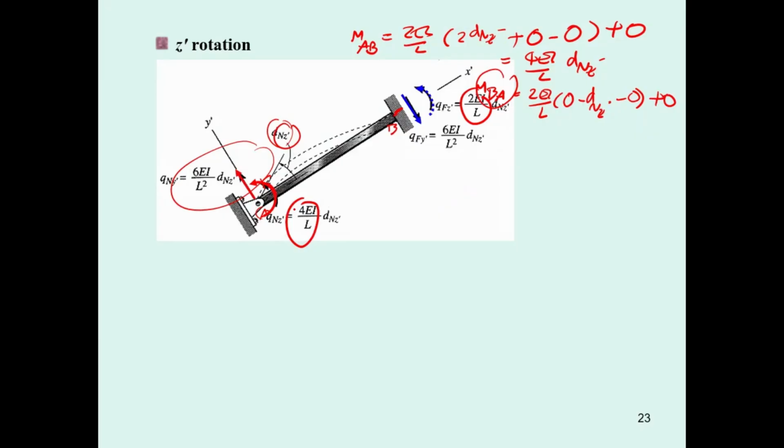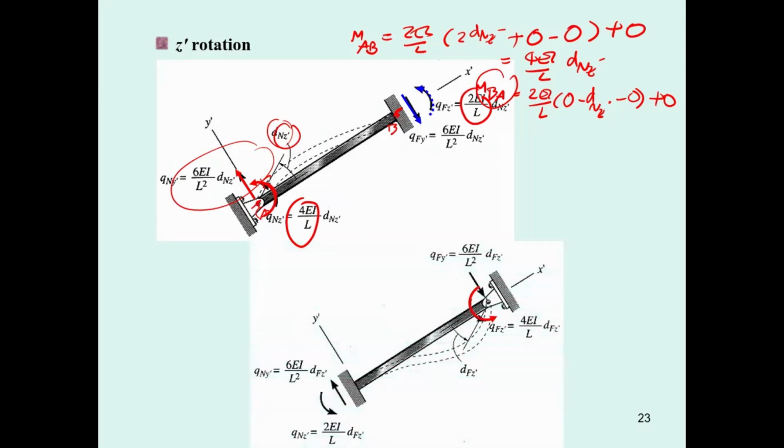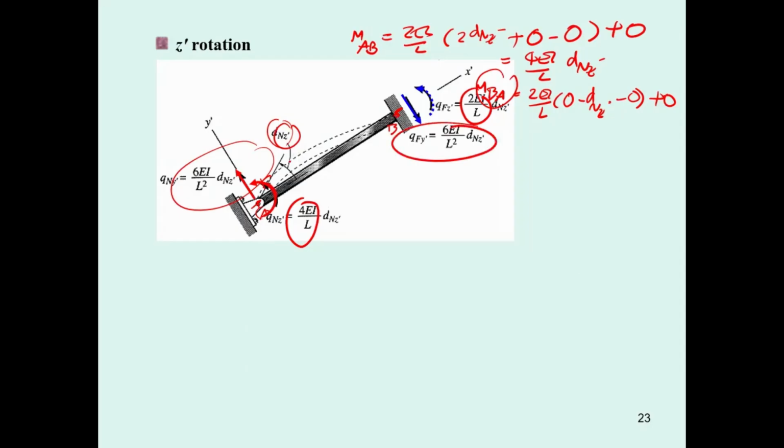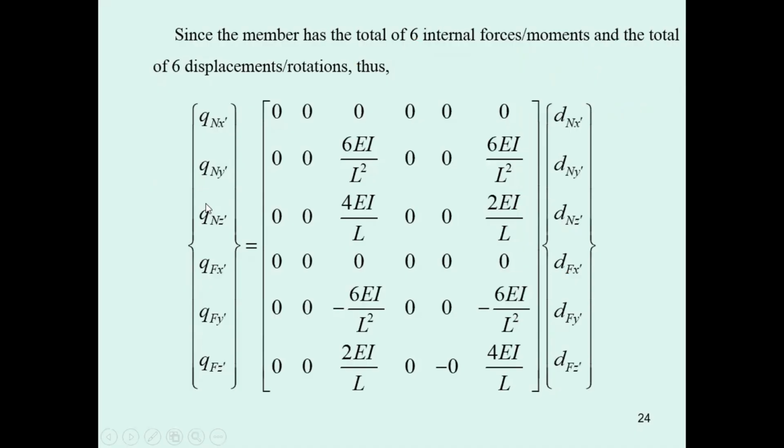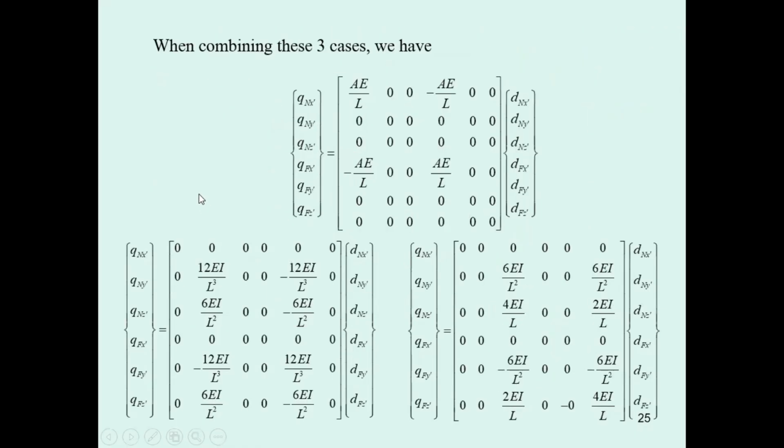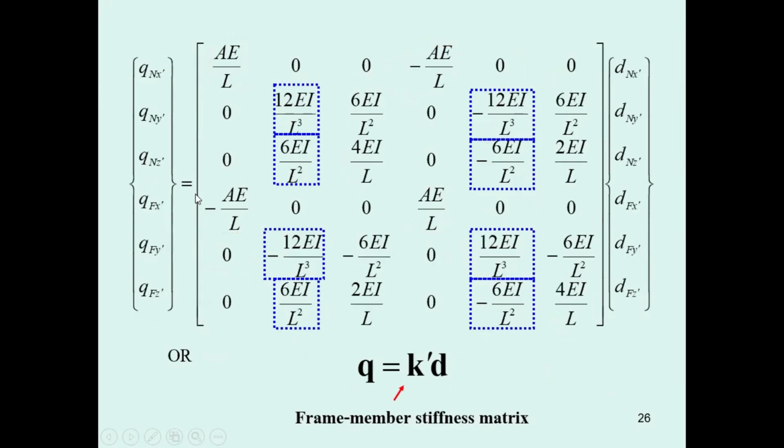The same that we derive in the moment distribution. If you have the moment at this one, hint, and this one fixed, M sub AB is going to be 2 times of the M sub BA. And then do the same thing for this one. Rearrange, determine the end here. And then do the same for this one. You will get this one. After you combine all of them together, you will get the K prime matrix.